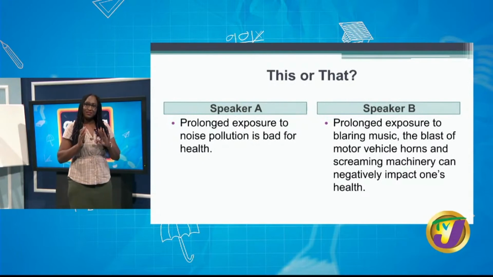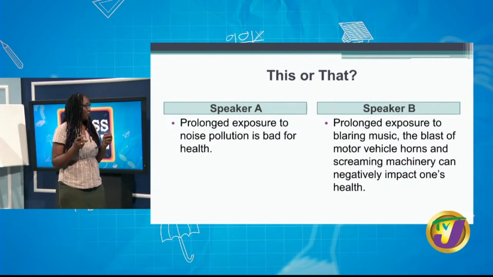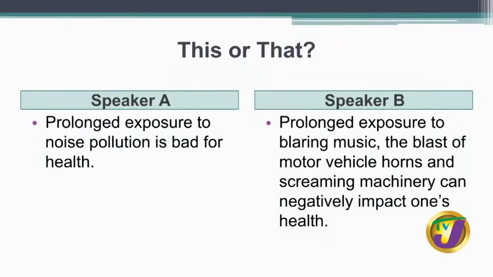So look at this now. Speaker A says, prolonged exposure to noise pollution is bad for health. That is straightforward, that is factual. Nothing wrong with it. But look at the option. Speaker B says, prolonged exposure to blaring music, the blast of motor vehicle horns, and screaming machinery can negatively impact one's health. Look at the difference between these two expressions.